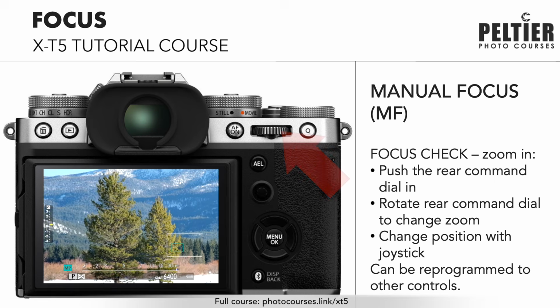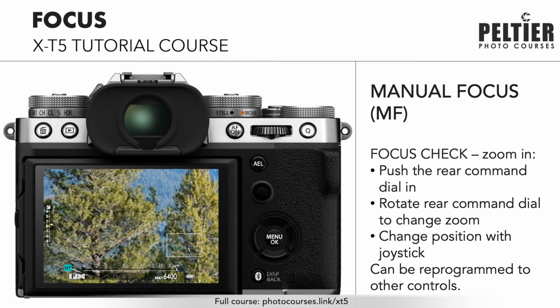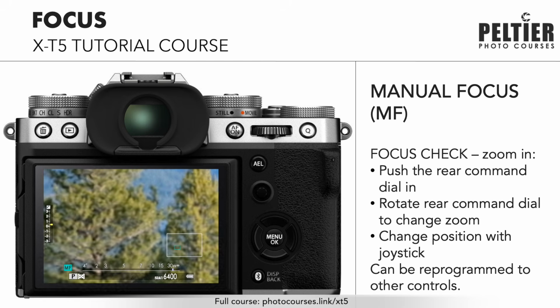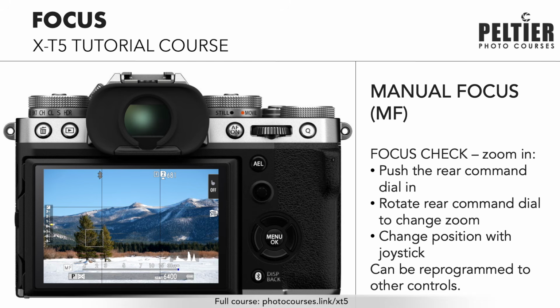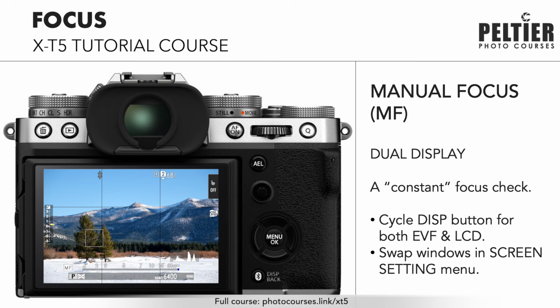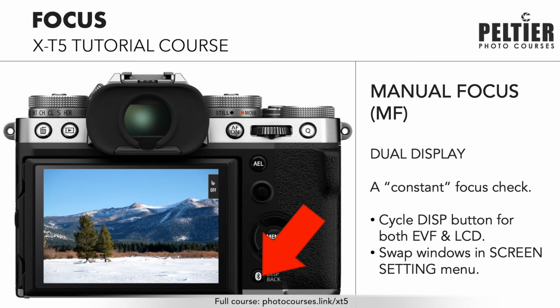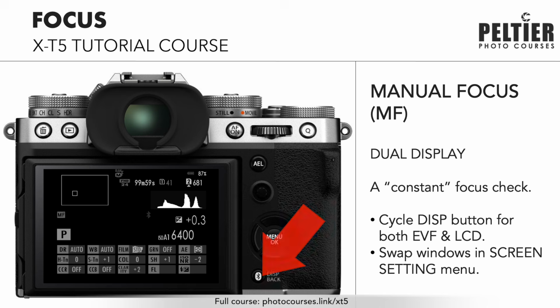You can use the rear command dial to change the magnification level of the zoom, and then use the joystick to move it around the screen. Push in on the rear command dial again to exit. You can set your displays to always show your focus check window next to your composition window by enabling dual displays. So either looking through your EVF or looking at your LCD screen, press the display back button until you get to the dual display window.